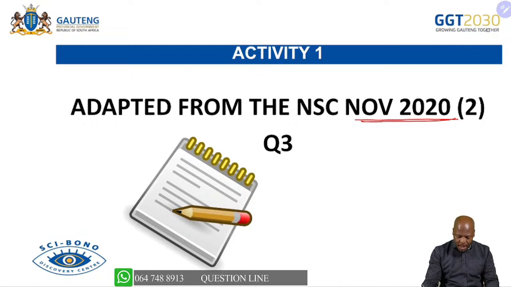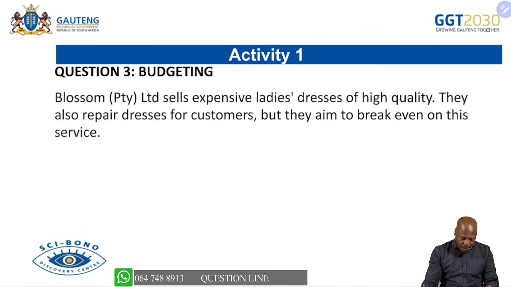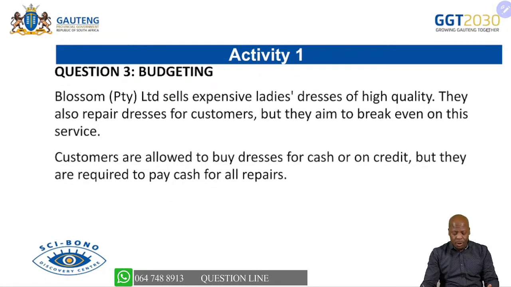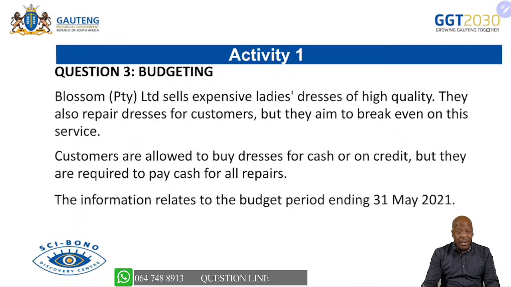And then the question reads, Blossom Pty Ltd sells expensive ladies' dresses, and these are of high quality. They also repair the dresses for customers, but they aim to break even on this service. Customers are allowed to buy dresses for cash as well as credit, but they are required to pay cash for all repairs. The information relates to the budget period ending on the 31st of May, the year 2021.